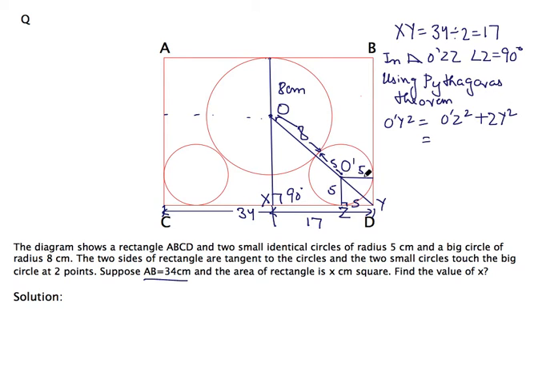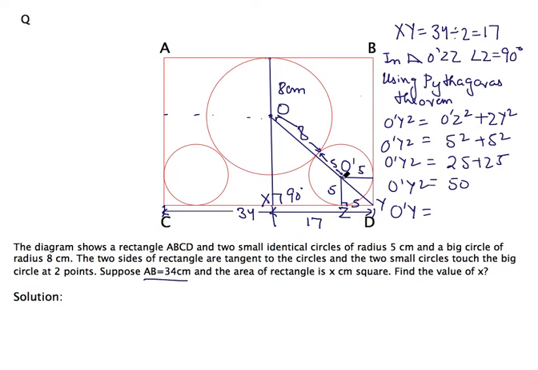And the good thing is both are 5, so we can take it as 5 square plus 5 square. It will give you 25 plus 25, 50. Finally we got that O dash Y square is 50. So how much is O dash Y? How much is this length? It is the square root of 50, which will give you 7.071. So good, we got this length O dash Y, which we needed.